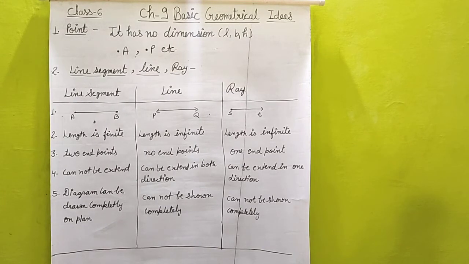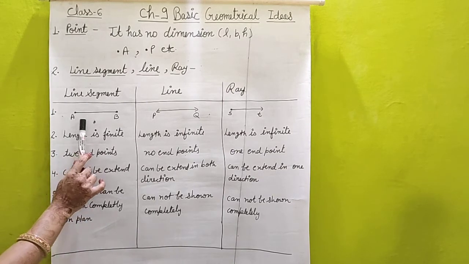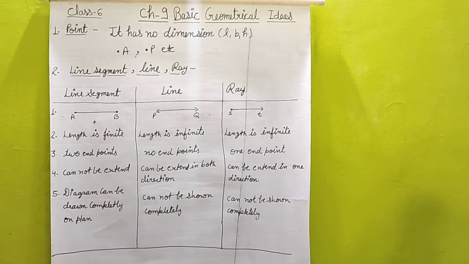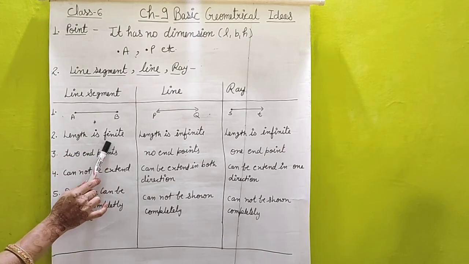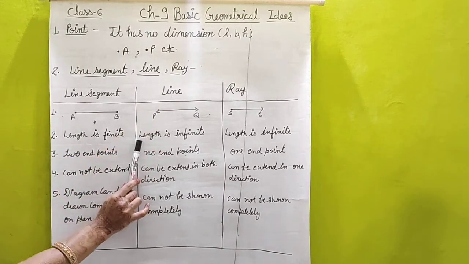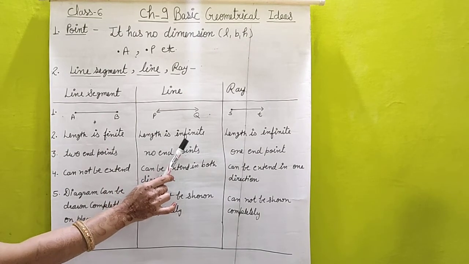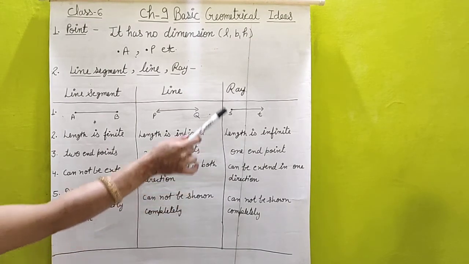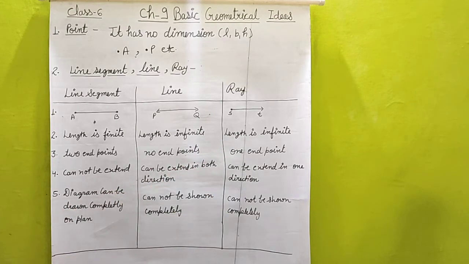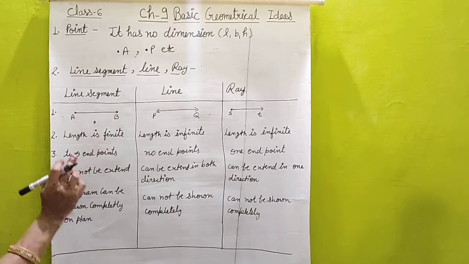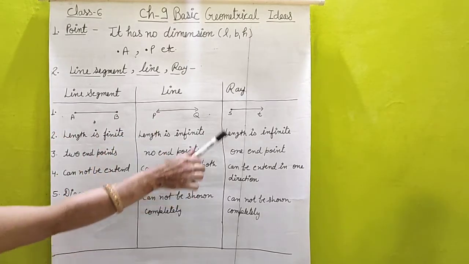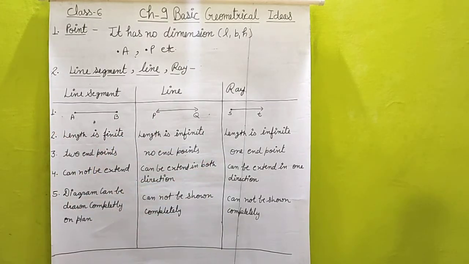You can see, students, all the 5 different points I have written here. In the first point, I have shown you the figure of line segment, line and ray. In the second point, about the length. Length of a line segment is finite, means fixed. Length of a line is not fixed, it means infinite. Length of a ray is also infinite. Third point, about endpoints. There are 2 endpoints, there are no endpoints and there is one endpoint only.